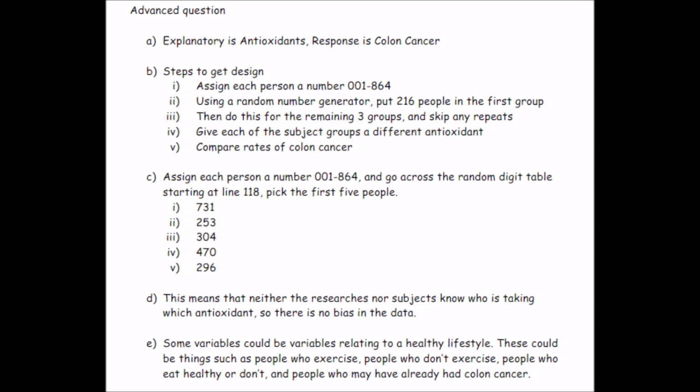Finally, part E is asking to find some lurking variables that could explain why people who eat lots of fruits and vegetables have lower rates of colon cancer. So, these variables are going to be variables relating to having a healthy lifestyle. That could be people who exercise or people who don't exercise, and mainly people who eat healthy and eat lots of fruits and vegetables compared to people who eat lots of probably junk food and fast food, as well as people who might already be at risk for colon cancer.